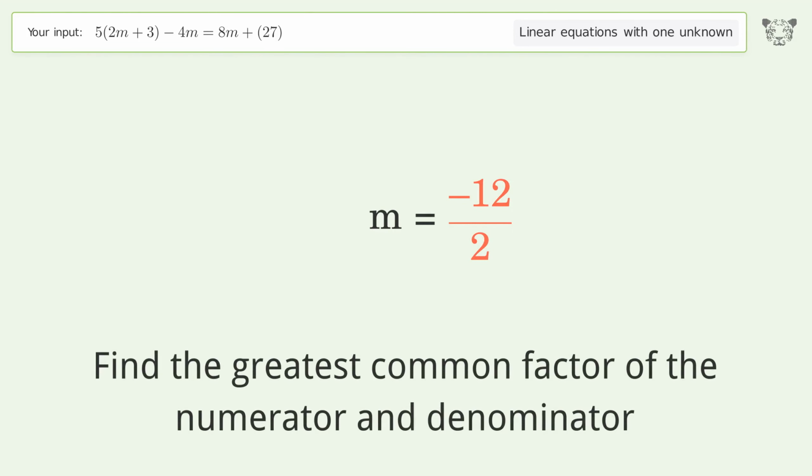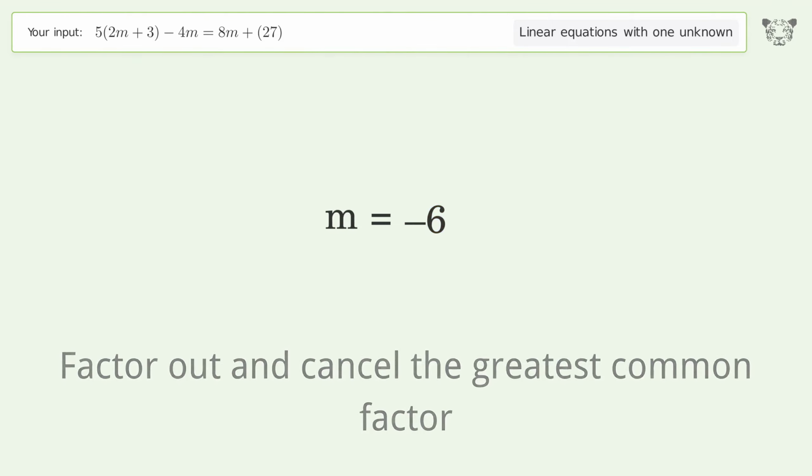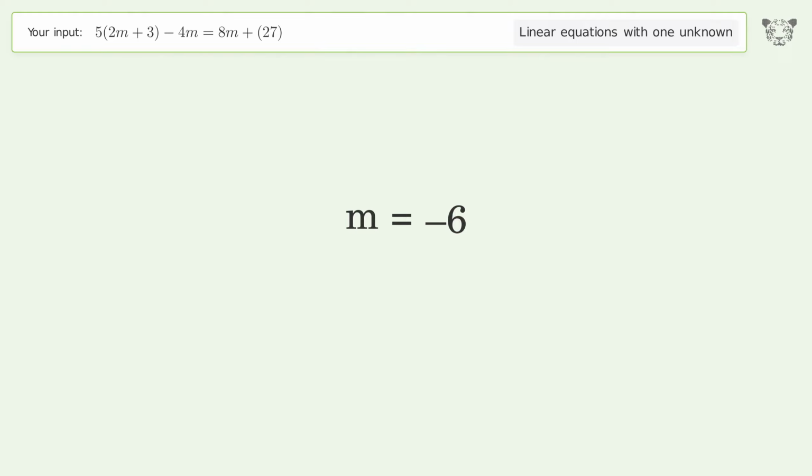Find the greatest common factor of the numerator and denominator. Factor out and cancel the greatest common factor. And so the final result is m equals -6.